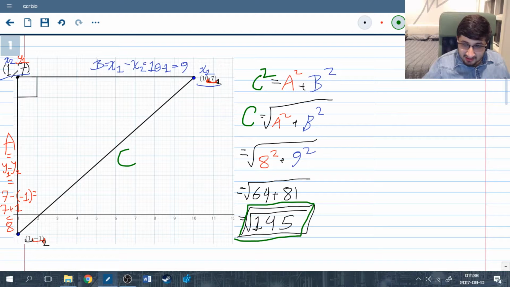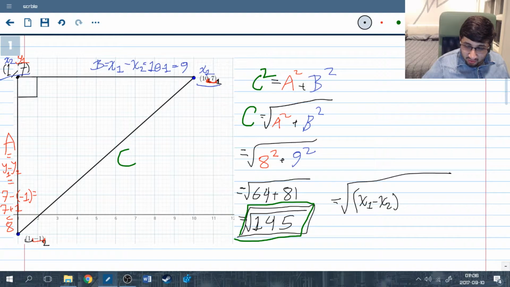And if you want a general takeaway formula, this would be equal to, we'll say, (x1 minus x2) squared plus (y1 minus y2) squared. Sometimes you'll see these swapped around. Some people like saying y2 minus y1, though realistically it does not matter considering you're squaring them, so the difference between them would be lost to the square.